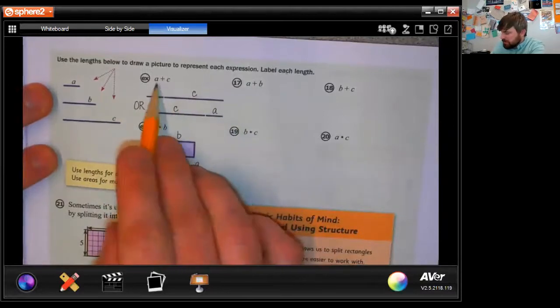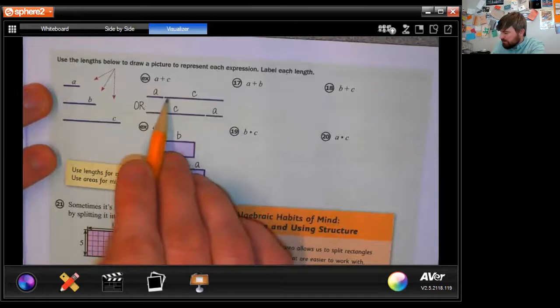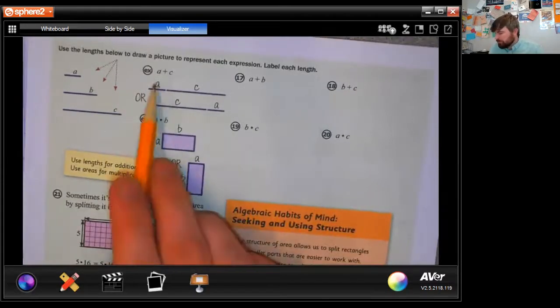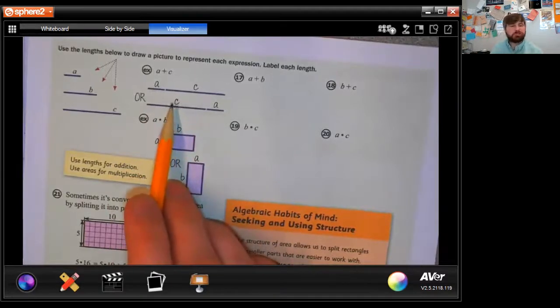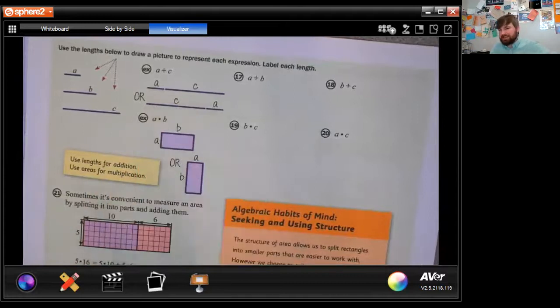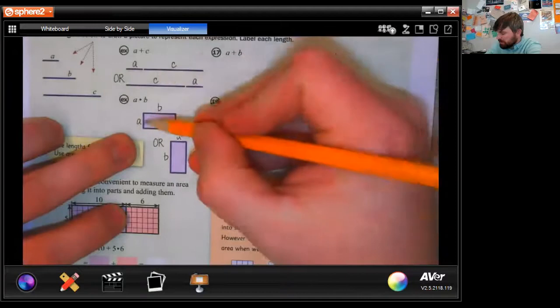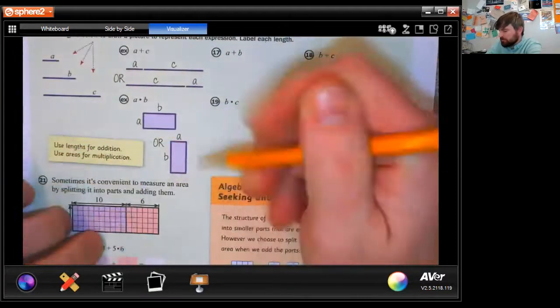So if you see here, if they add A and C, all they're doing is setting them next to each other. They're combining the length of those two together. And it doesn't matter the order you do it in, A plus C or C plus A in this case, because they're all positive numbers. You can't have a negative length. And here with multiplication, they make squares or rectangles with those.